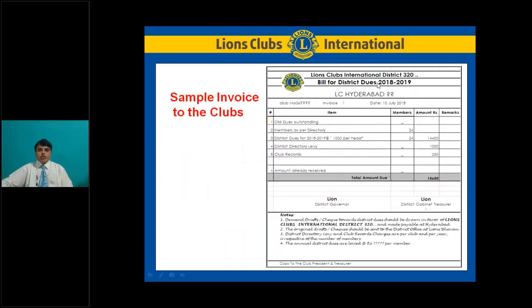So this is the sample invoice. I have just given a sample template. Here you can see Lions Clubs International District, and this is the bill for district dues. This is purely related to the district dues levy they have mentioned.